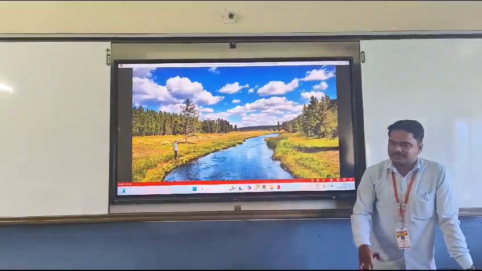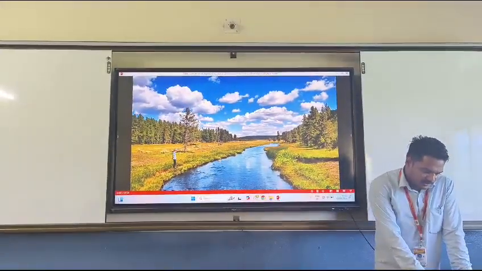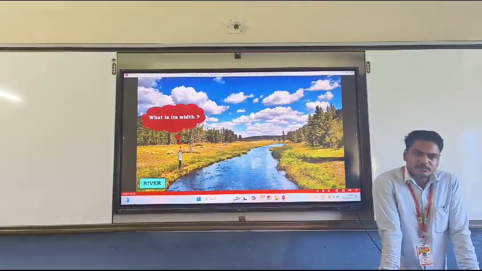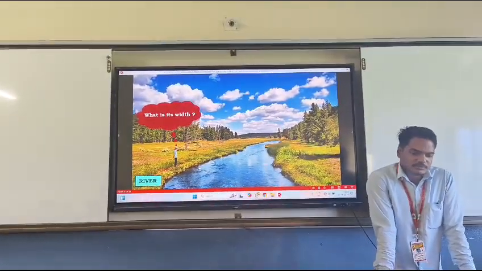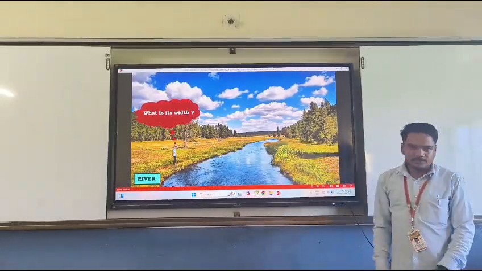Now, come to the second situation. Here, a boy is standing near a river and is trying to measure the width of the river. It is practically not possible to measure it by using a tape.